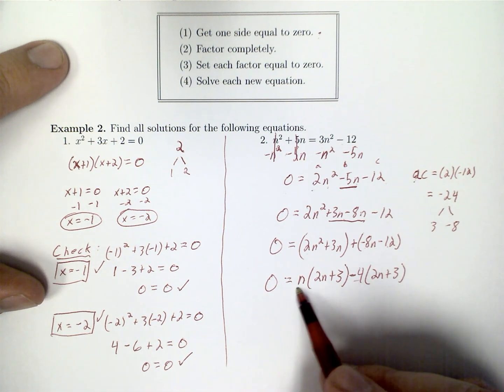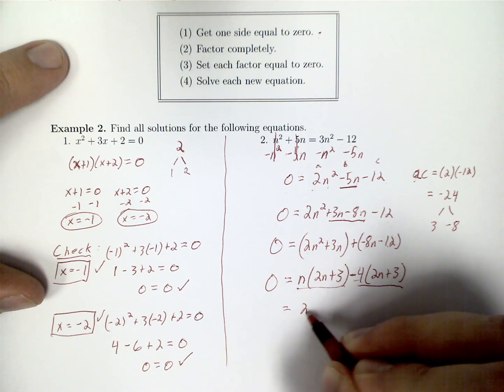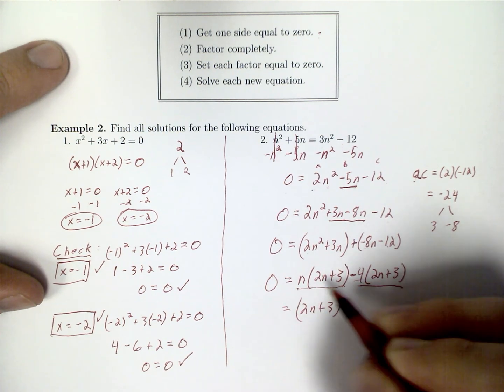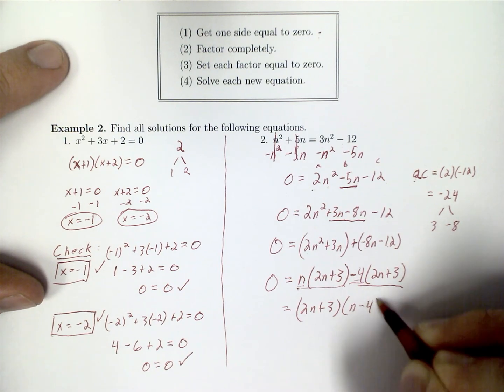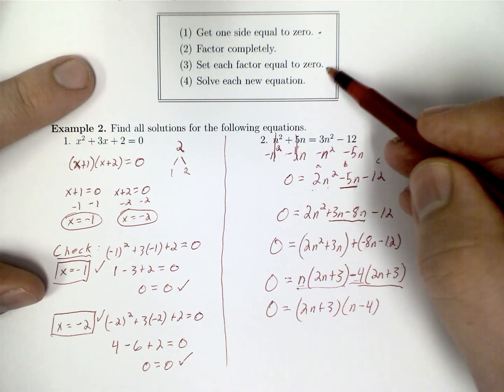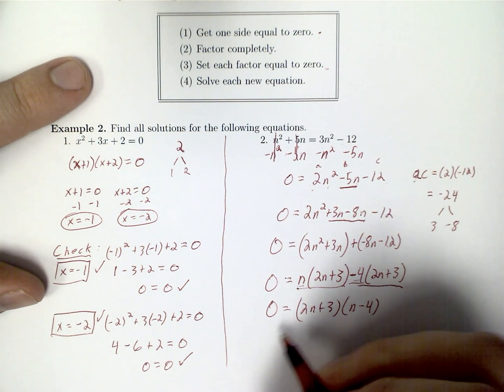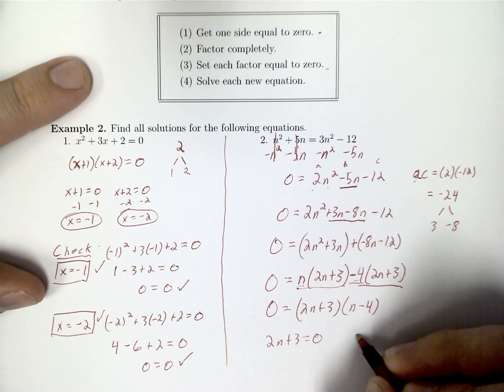And now we have two terms that both share a 2n plus 3 in common. And when we factor that out, we have the n and the minus 4 left over. And we have two factors that equal 0. Now we can move on to step 3 and set each of these factors equal to 0.